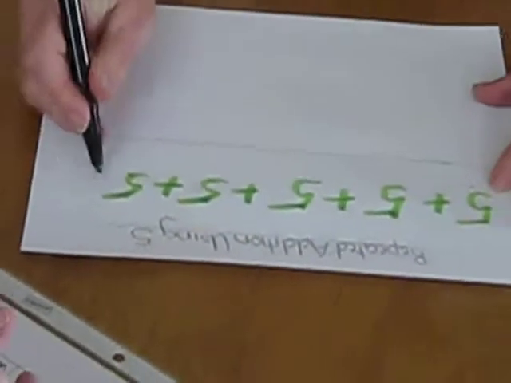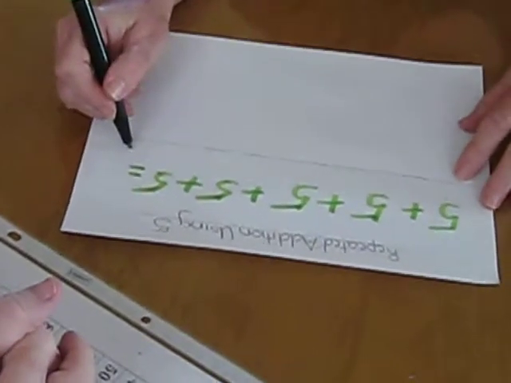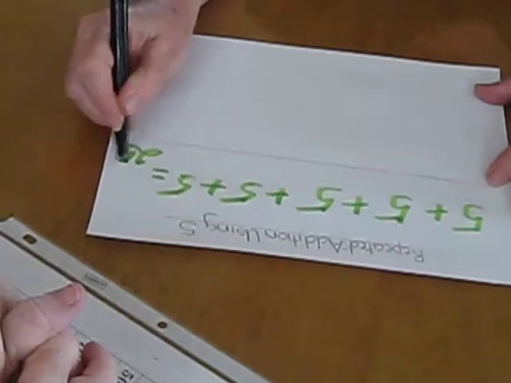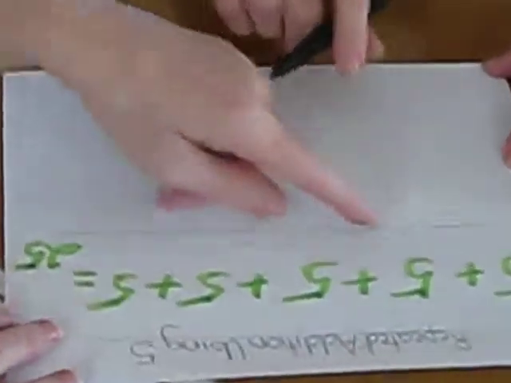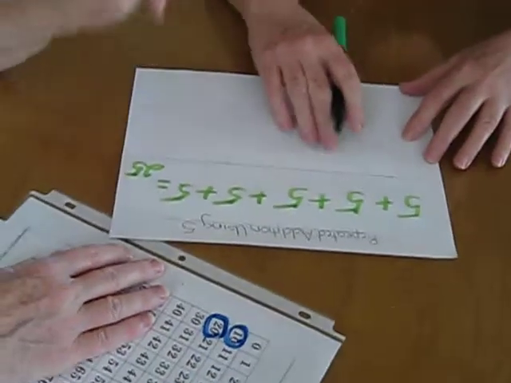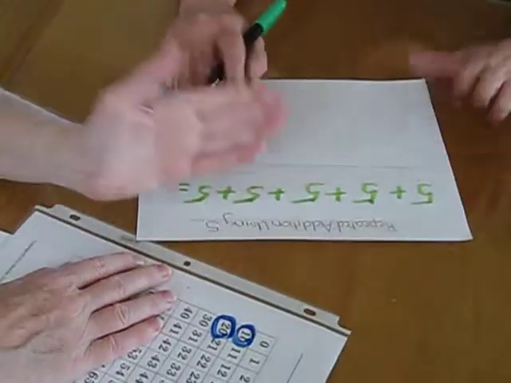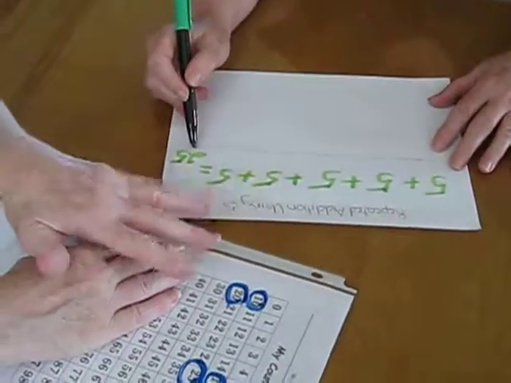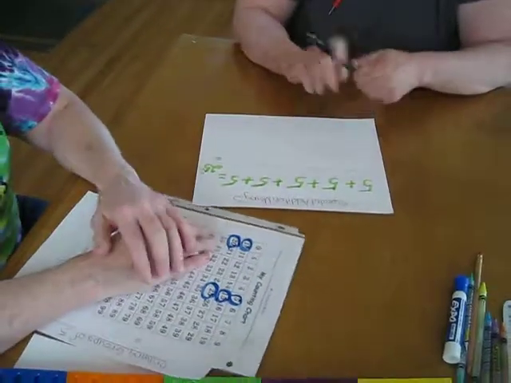That's 1, 2, 3, 4, 5. Excellent. Equals 5, 10, 15, 20, 25. 25. Very good. So this is repeated addition using the number 5. Repeated 5 five times, and it equals 25. Very good. Thank you. This is the end of the lesson.